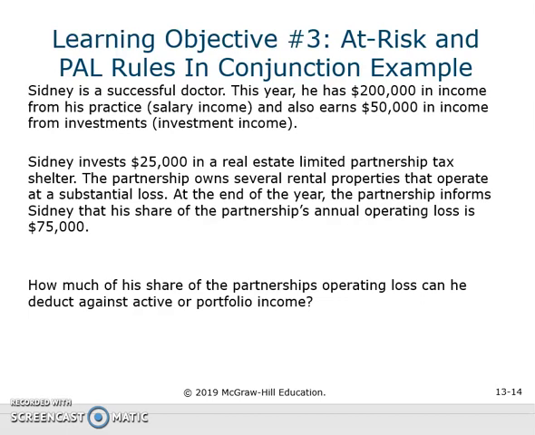Sydney is a successful doctor. This year he has $200,000 in income from his practice, which is salary income, and he also earns $50,000 in income from investments, which is investment income or portfolio income. Sydney invests $25,000 in a real estate limited partnership tax shelter. The partnership owns several rental properties that operate at a substantial loss. At the end of the year, the partnership informed Sydney that his share of the partnership's annual operating loss is $75,000. How much of his share of the partnership's operating loss can he deduct against his active or portfolio income?